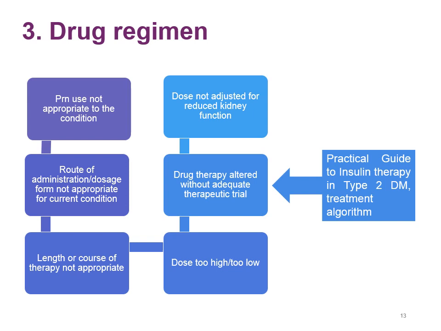So what we mean by drug regimen is, for example, dose not adjusted for reduced kidney function, drug therapy that is altered without adequate therapeutic trial, so that's mostly in reference to antibiotics, dose which are too high or too low, and then PRN use not appropriate to the condition, so for example when necessary use, route of administration or dosage form not appropriate to the current condition, and length or course of therapy is not appropriate.